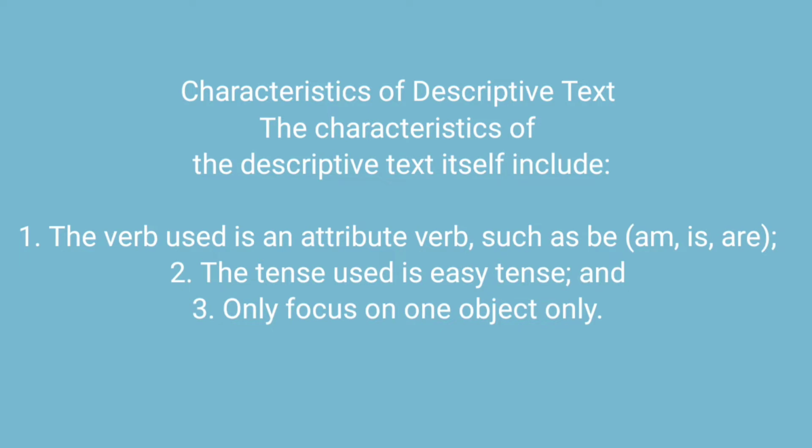Characteristics of descriptive text. The characteristics of descriptive text itself include: Number 1, the verb used is an attributive verb such as be: I am, is, are. Number 2, the tense used is simple present tense. And number 3, it focuses on one object only.